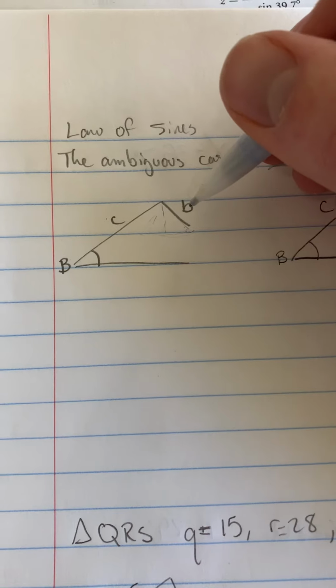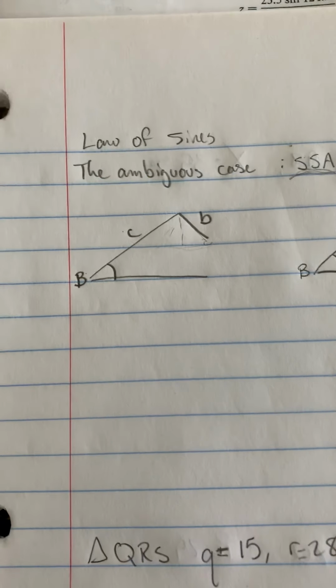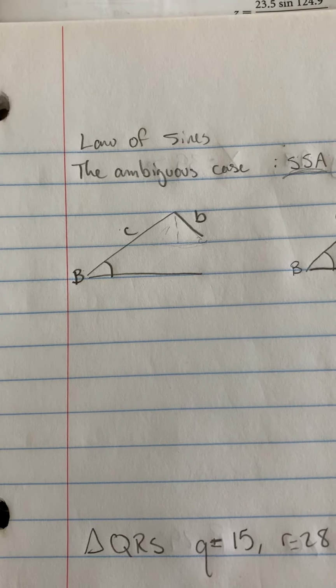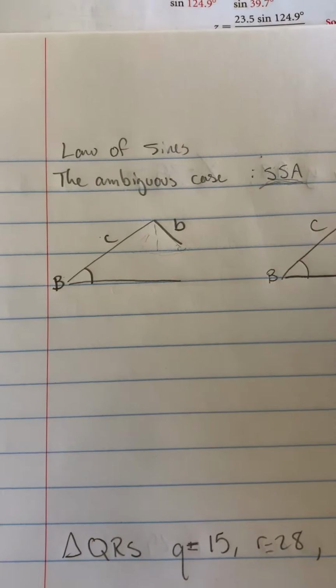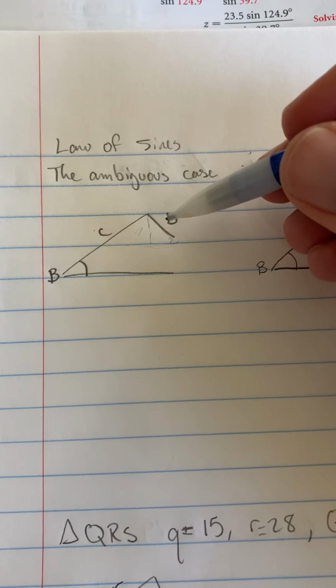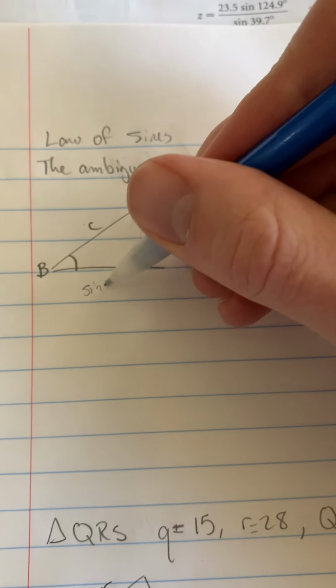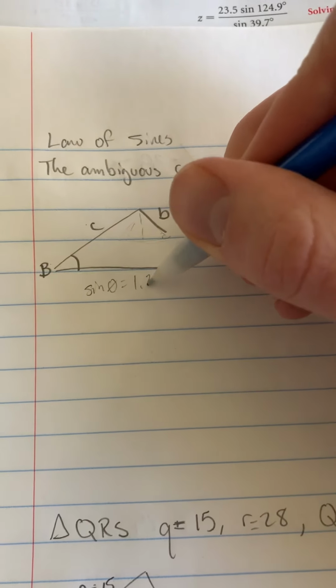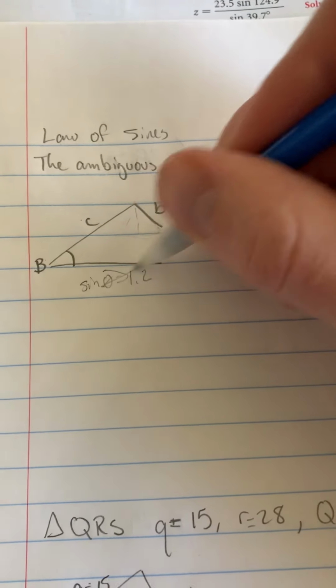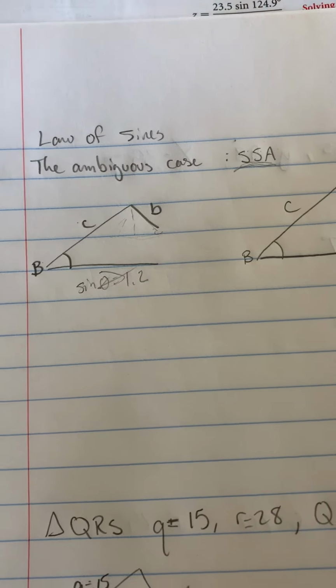So if this side ends up being too short, I can have situations where I try to use the law of sines and I don't get any triangle as a solution. You might get something that looks like this if you get sine of theta equals 1.2. Well, sine can't equal 1.2. That'll tell you that there's no solution.